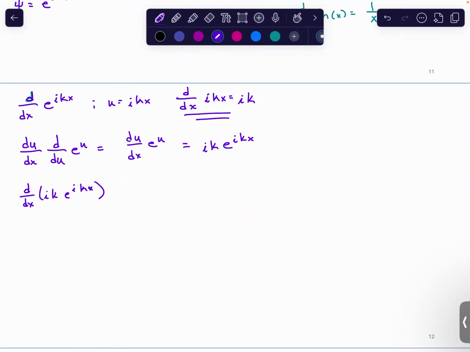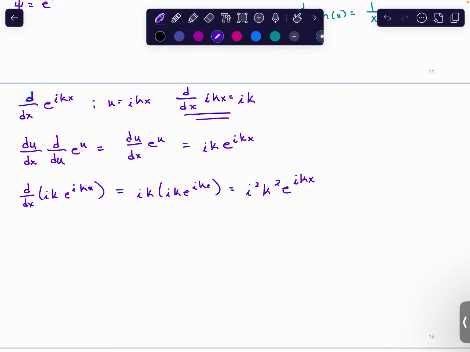So that tells us that every time we solve this, we're going to get a factor of ik, right? So now we're going to have ik times ik e to the ikx. When we multiply that in, we're going to get i squared k squared e to the ikx. So now what do we have here?